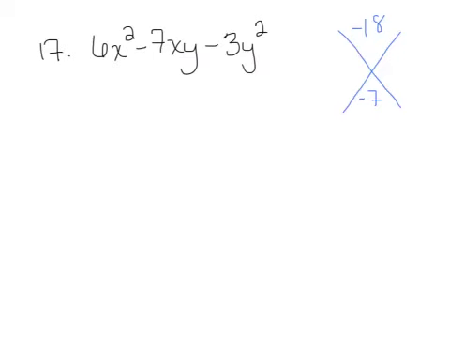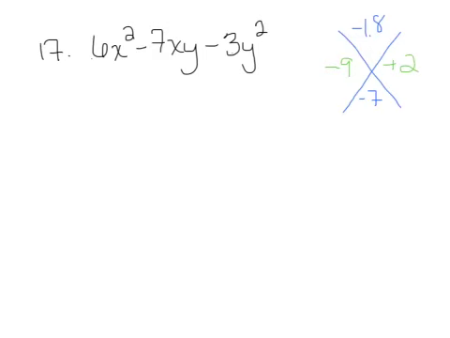In number 17, we have 6x squared minus 7xy minus 3y squared. This time we have a polynomial in two variables, and we're going to factor it exactly the same way. We're just going to have a y in there also. So we multiply the 6 times negative 3 to give us negative 18. We're looking for factors of negative 18 that will give us negative 7. That would be negative 9 and a positive 2.